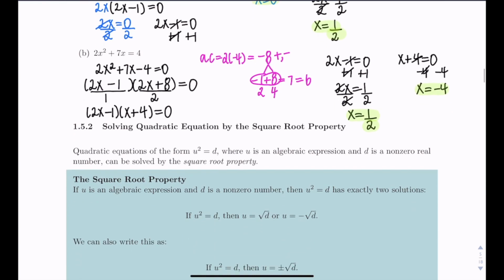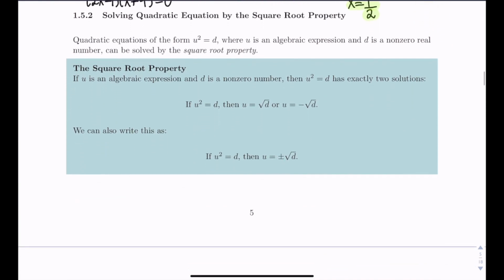Now let's talk about a different method, the square root property. If we have a quadratic equation that's in the form of u squared is equal to d, where u is an algebraic expression and d is a non-zero real number, we can use the square root property to solve it. So if u squared is equal to d, then u is equal to the square root of d, or u is equal to the negative square root of d.